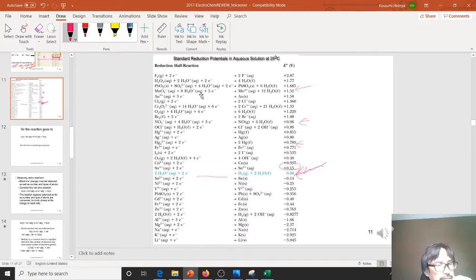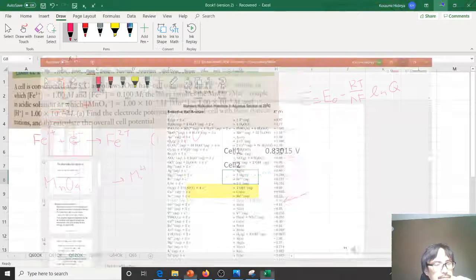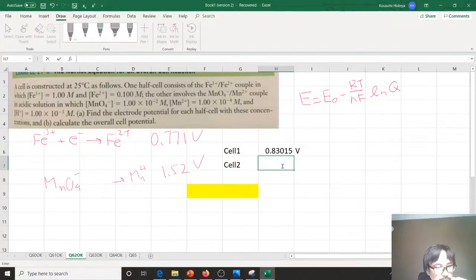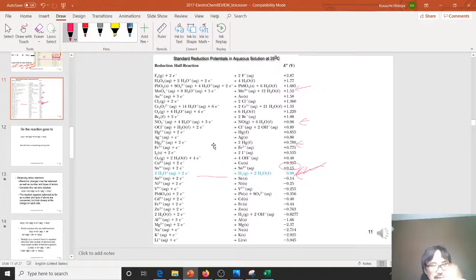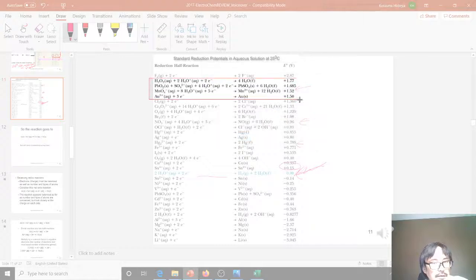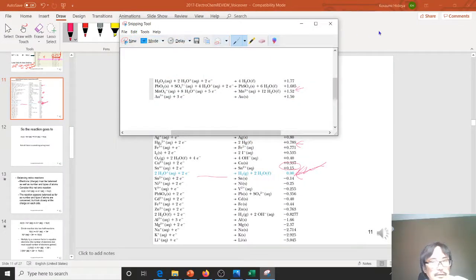So it's 1.52. The standard cell potential is 1.52. I'm just getting it directly from the table, no change whatsoever. Now let's do this one. I should probably write out the entire thing. Let me try to write out the whole thing. Can I actually snip this thing? Yeah, it's much better.